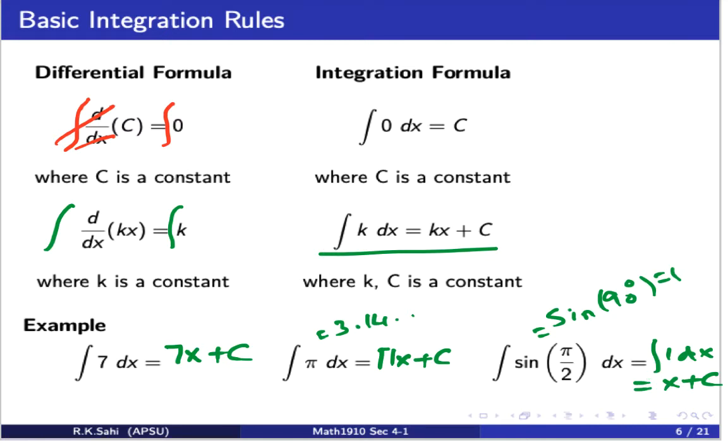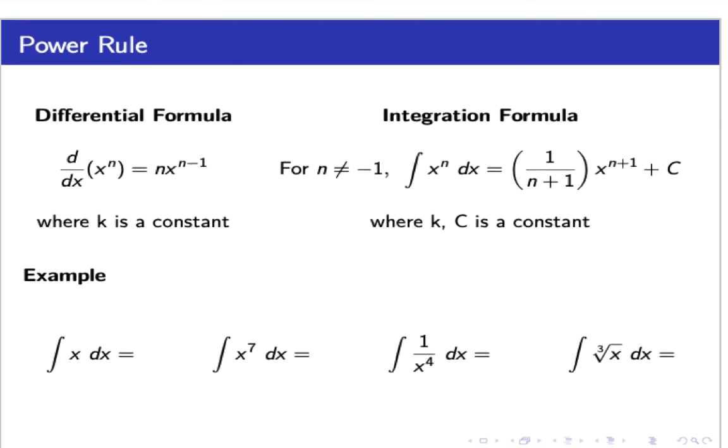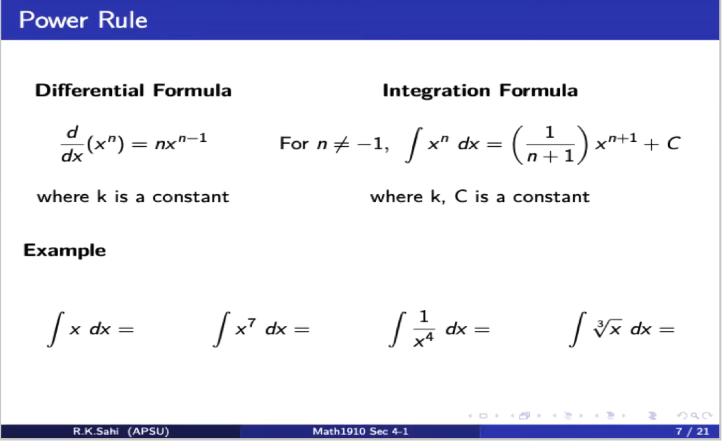Okay. The most important rule for us is the power rule. What's the power rule? Let's go back to the differential formulas. The differential of x to the power n is nx to the power n minus 1. Oh, that's a typo, guys. We do not need that. Just remove this one. It's a typo.